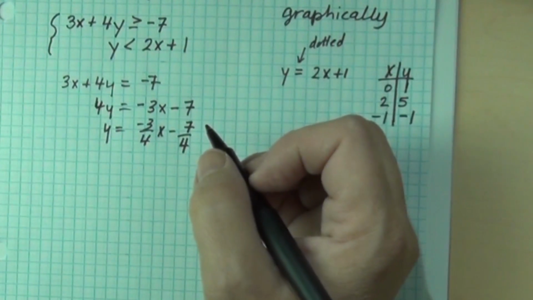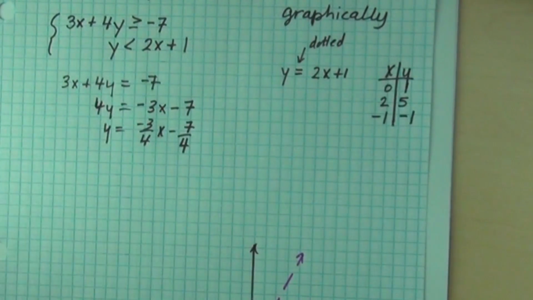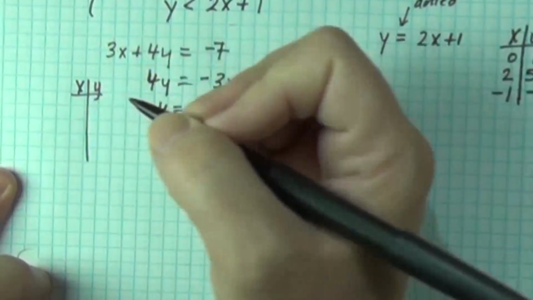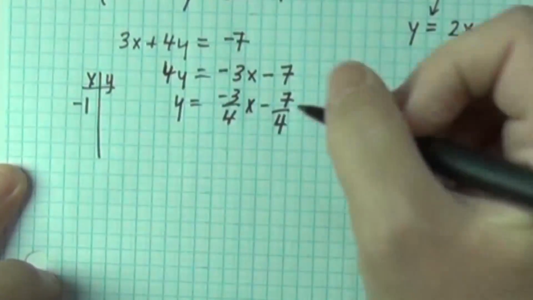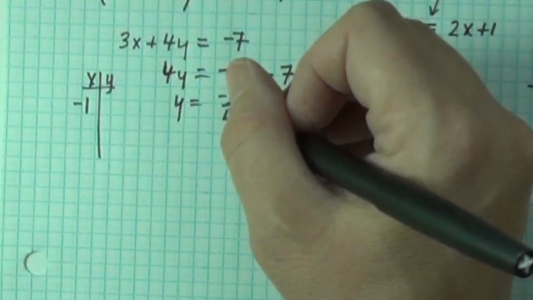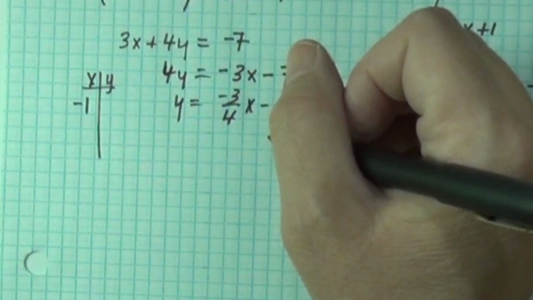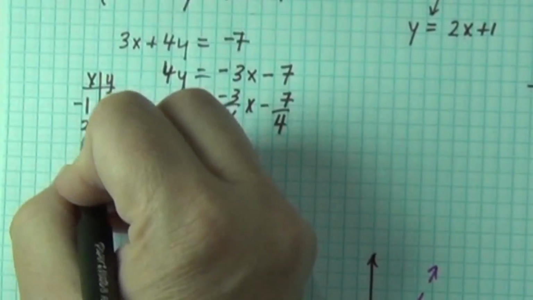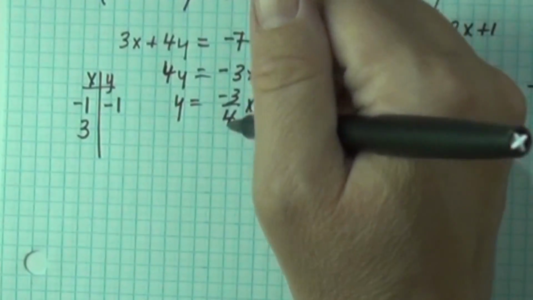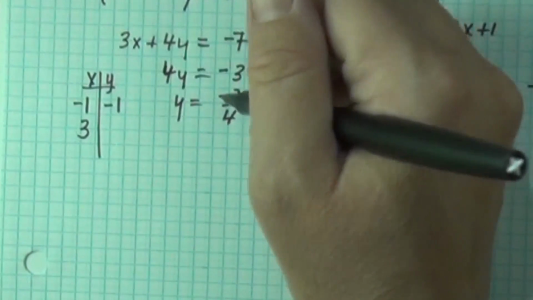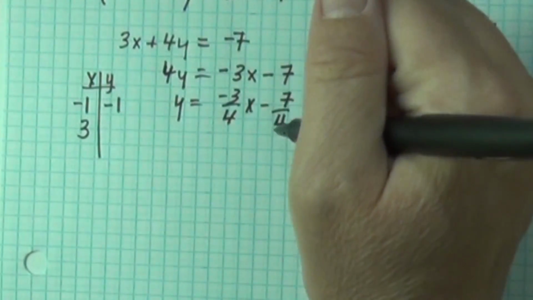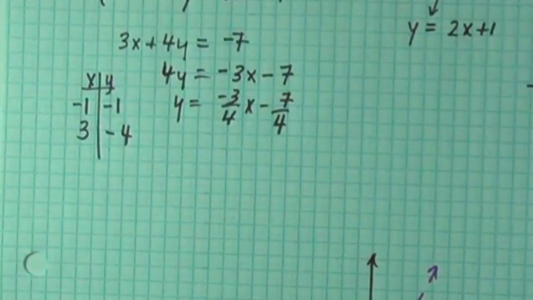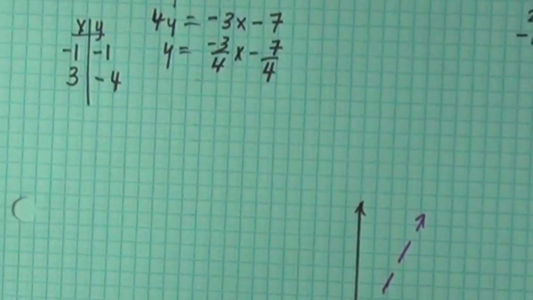And we'll need to be careful what we put into this. Let's make a table. I've worked this out ahead. -1 works out to be a nice value because that gives us a +3/4 and a -7/4, which is a -4/4, which is -1. And a 3 works out nicely too because that gives us -3/4 times 3 is -9/4 minus 7/4, which is -16/4, which is -4. So those are not the greatest points, but they'll work to get this line.